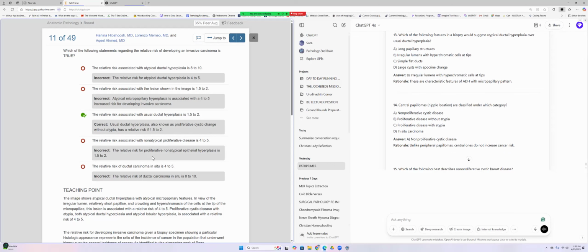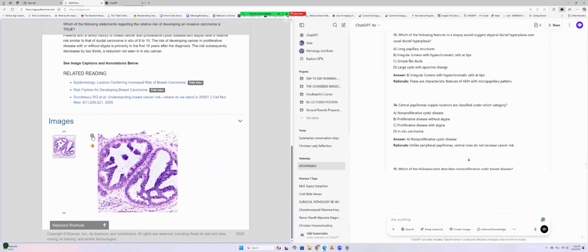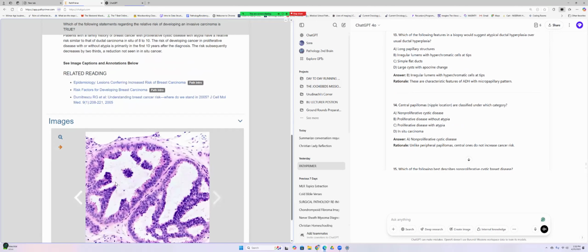Irregular lumens with hyperchromatic cells at the tip. If you look at these cells, the cells at the tip are hyperchromatic compared to the rest. Irregular bridges. The cells at the tip are hyperchromatic, and the base is not as chromatic as this place. So this ADH papillary pattern, especially, is the one that has this.